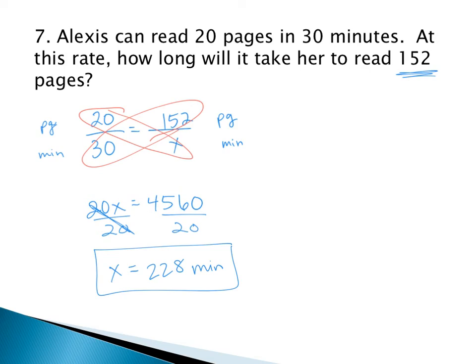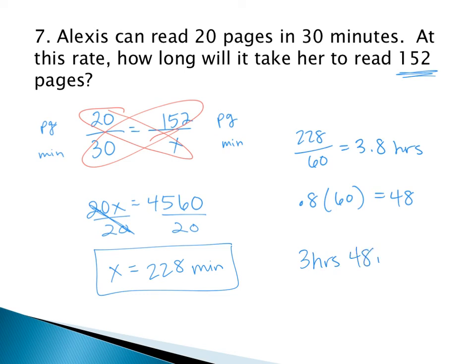I want to know, though, how many hours and minutes is that? So think about an hour. How many minutes are in an hour? Well, there's 60. So if we take 228 and divide by 60, we get 3.8 hours. Now you might be thinking, 3.8 hours, so it's almost 4 hours, but how much is 0.8 of an hour? Well, we can figure that out. Take 0.8 times the 60 minutes. If you type in 0.8 times 60 into your calculator, you get 48. So this is going to take her 3 hours, 48 minutes.